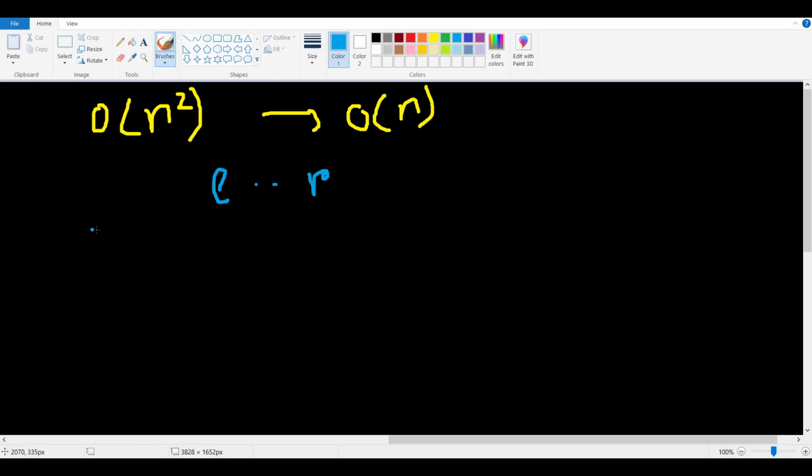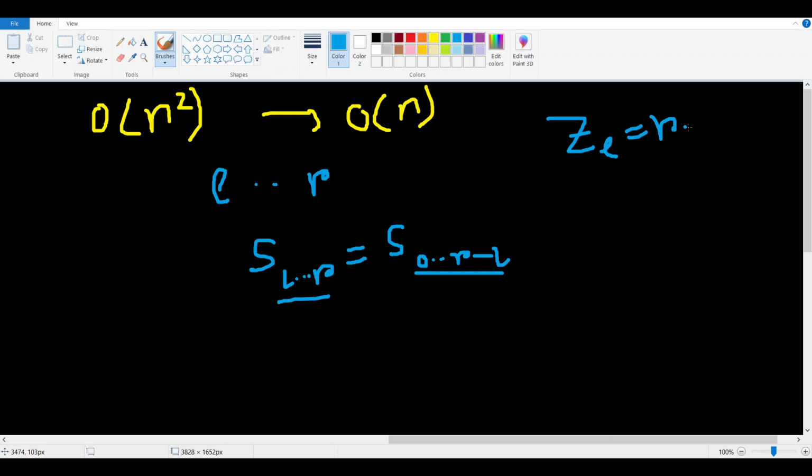So what does it mean? That this s of L to R should match with s of 0 to R minus L. Okay, and R is the maximum among all the possible values of R. Okay, so s of L to R is matching with s of 0 to R minus L. So that means that z of L is nothing but R minus L. So we can say that.